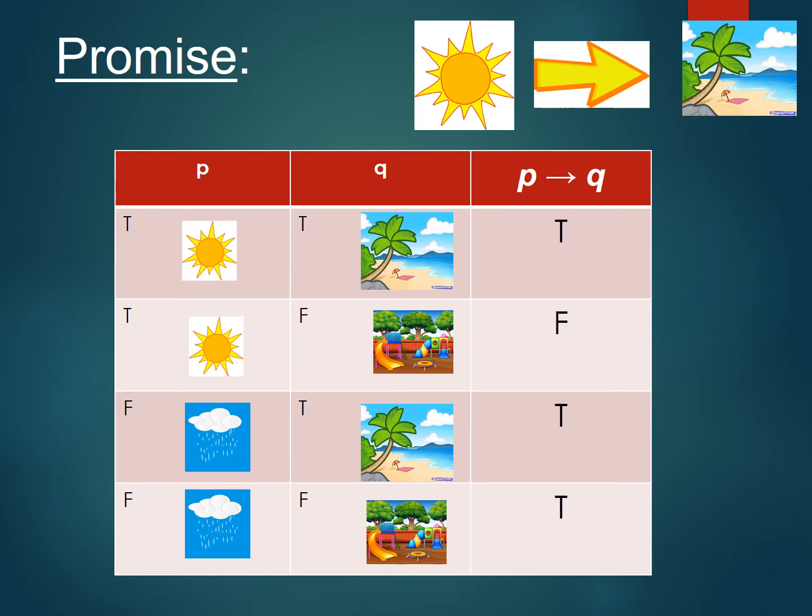Summing up all the information in picture form and in truth values of proposition, we get truth table for P implies Q.